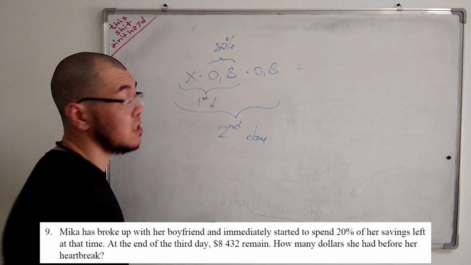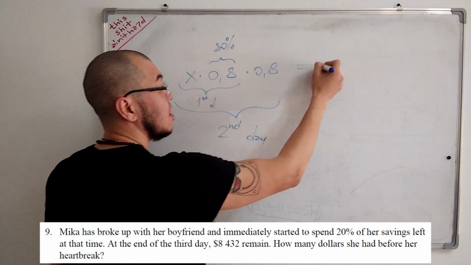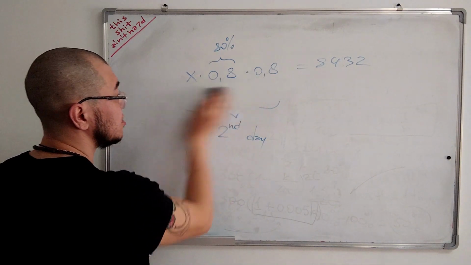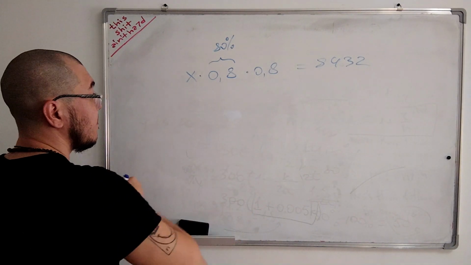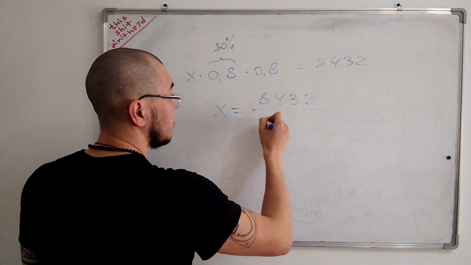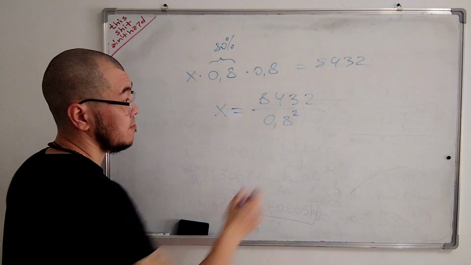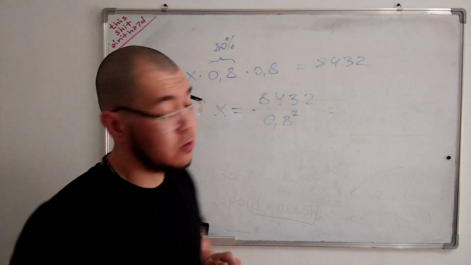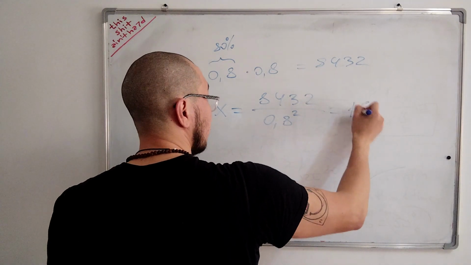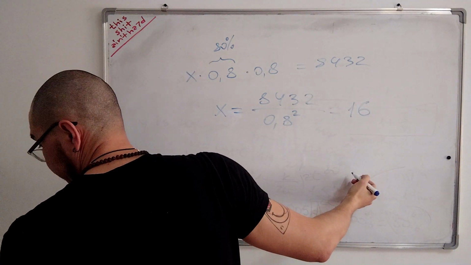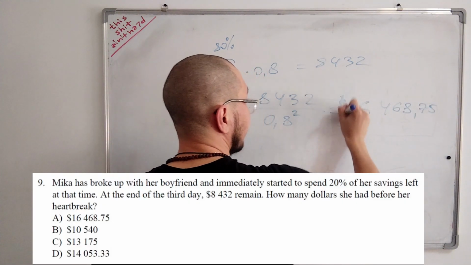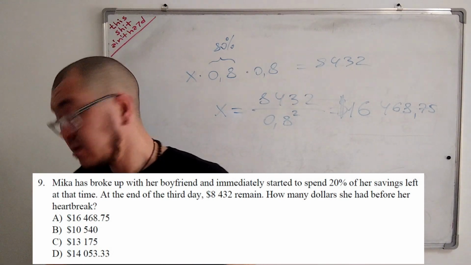And we are given that this is equal to 8,432. Okay, so what do we have? We have the simple equation. And how do we find x? It is just 8,432 divided by 0.8 squared. And if we do our calculations, we will find out that it's equal to 16,486.75 bucks. So the answer is A.